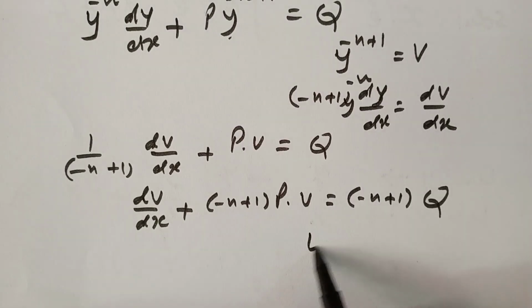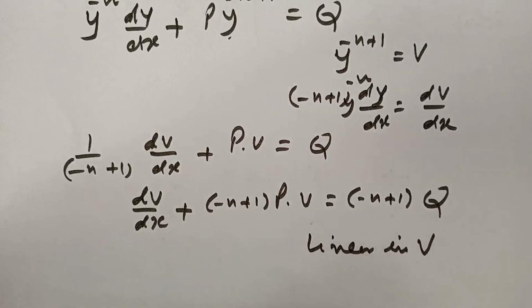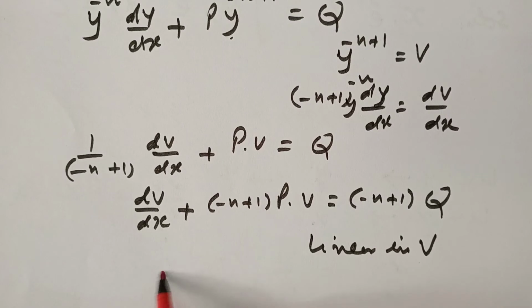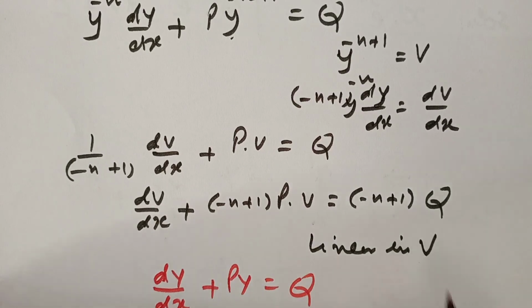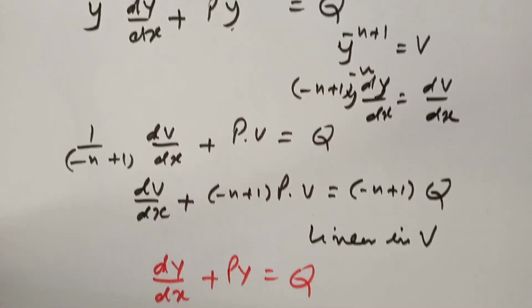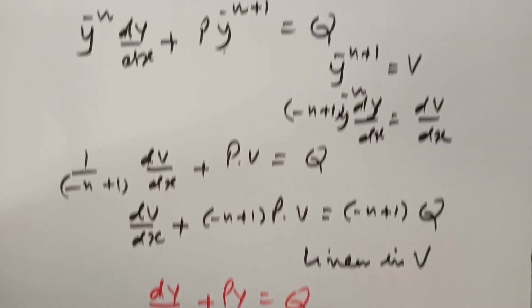So this is linear in v, so we can solve this by the linear method. This is the standard form dy by dx plus py is equal to q. So this is very easy. First we calculate the integrating factor and then the solution. Okay, so this is the Bernoulli method.